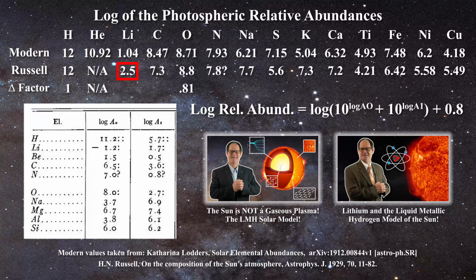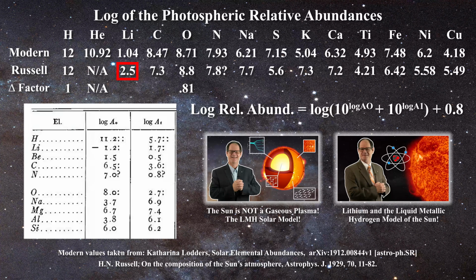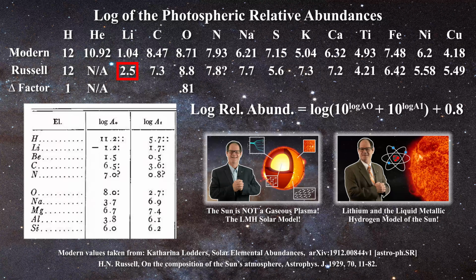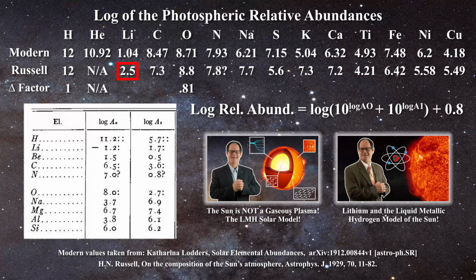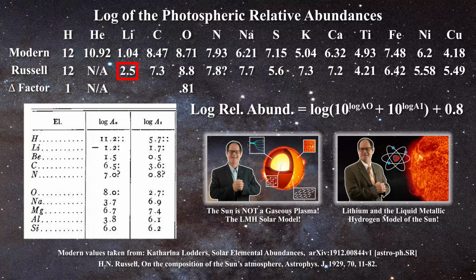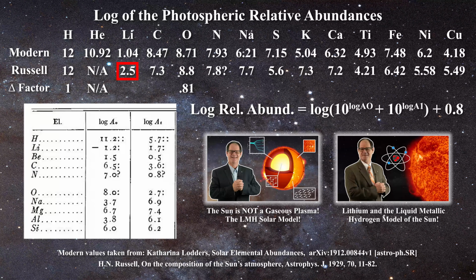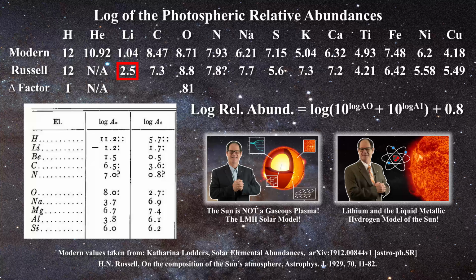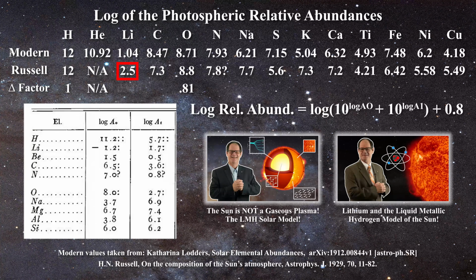In the last video, we saw how the lithium line is enhanced in the second solar spectrum. So what has happened to our lithium values over the past 100 years? Well, the calculated value for Russell is 2.5. That compares to an accepted modern value of 1.04. So the relative lithium abundance in the Sun has decreased by a factor of nearly 30.